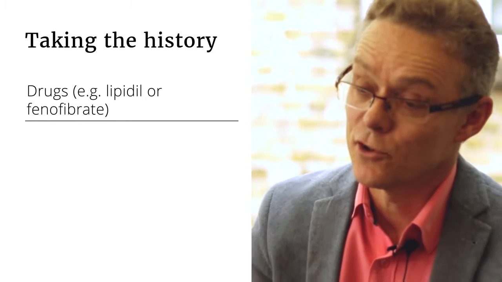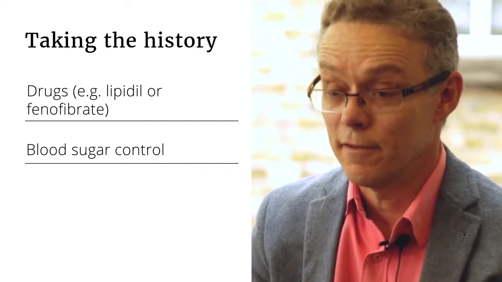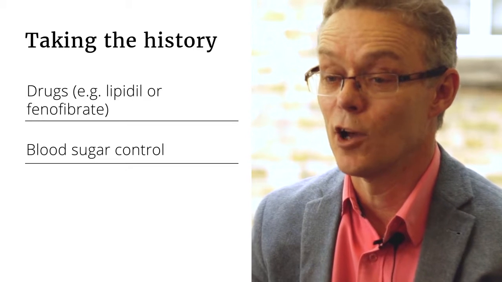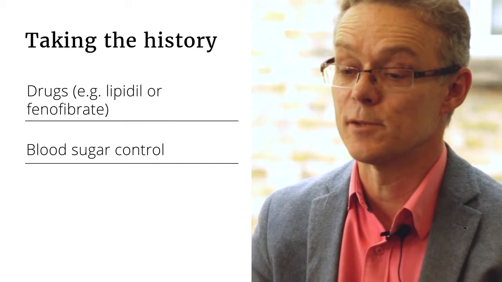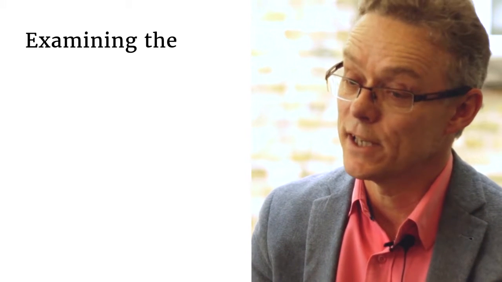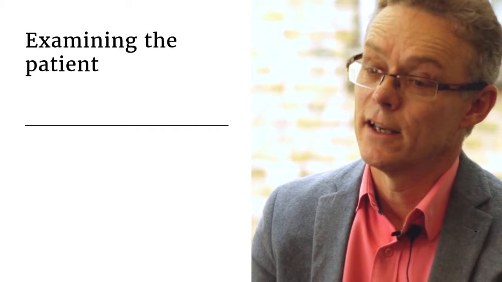How is their glycemic control? They may have a diary in a low resource setting. They may even have access to hemoglobin A1C, which will give us an idea of how well their control has been. When it comes to examining the patient, very critical is the visual acuity.